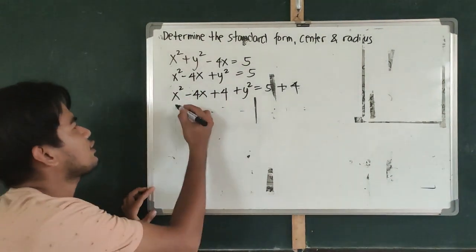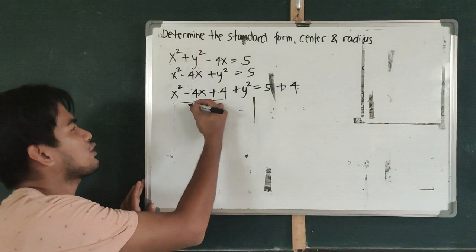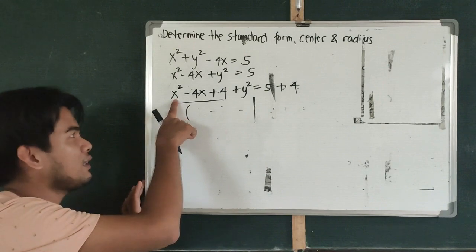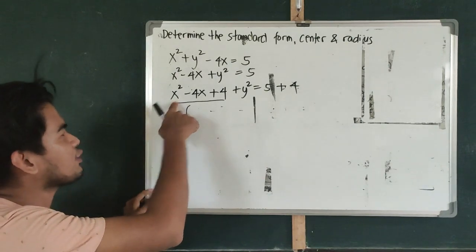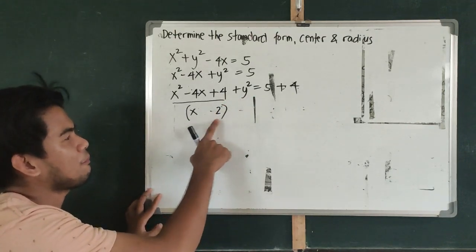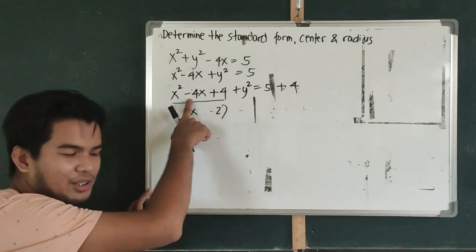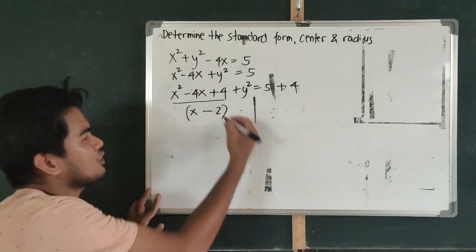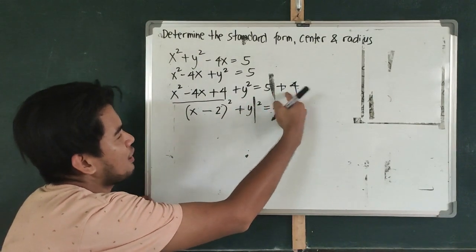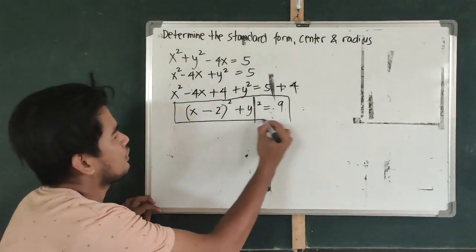Okay, so this is already a perfect square trinomial. So anong kailangan gawin dyan? We factor out. Ang factors nito ay una, the first term of the factor will be the square root of x squared. Square root of x squared is x. The square root of 4 is 2. And then yung sign that separates them, the operation that separates the two, depends on the sign of the middle term of the trinomial. So since negative ito, subtraction ng operation nila and then squared. Plus y squared is equal to 5 plus 4 is 9. This is the standard form of the circle.